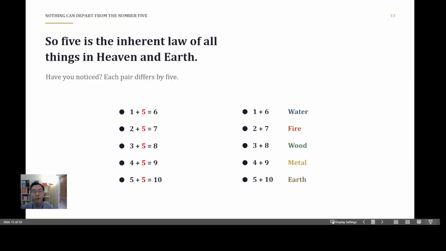After understanding the 5 elements and their corresponding numbers, water is 1 and 6. Fire is 2 and 7. Wood is 3 and 8. Metal is 4 and 9. Earth is 5 and 10. You can find a pattern. 1 plus 5 is 6. 2 plus 5 equals 7. 3 plus 5 equals 8. 4 plus 5 equals 9. And 5 plus 5 equals 10. This number, 5, is the most important number on Earth because everything is related to 5.